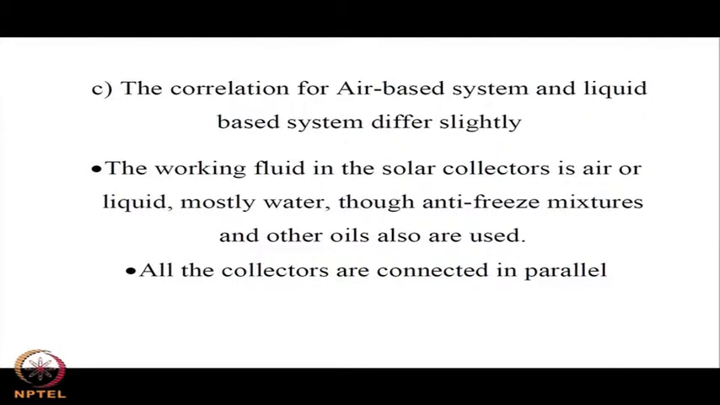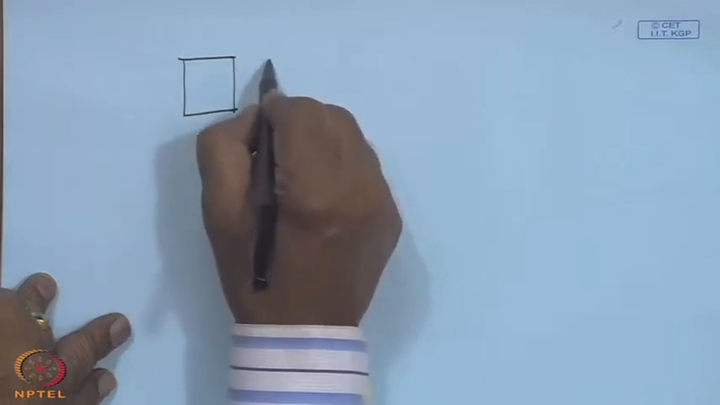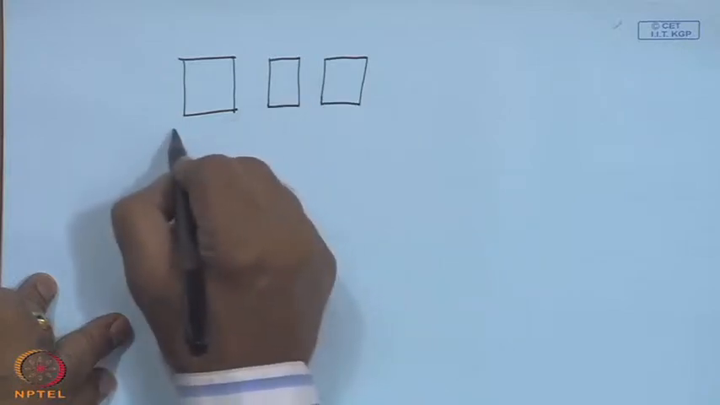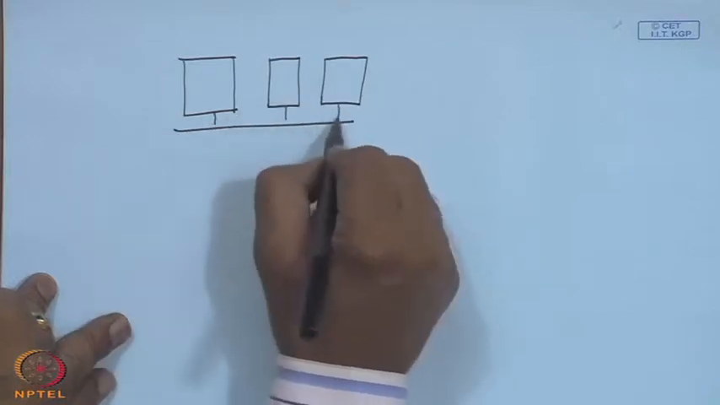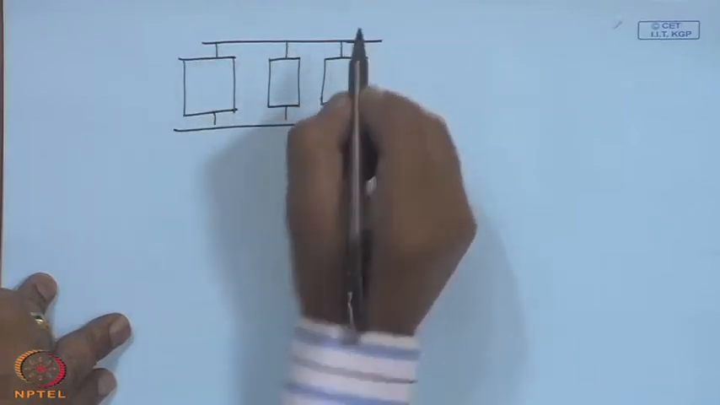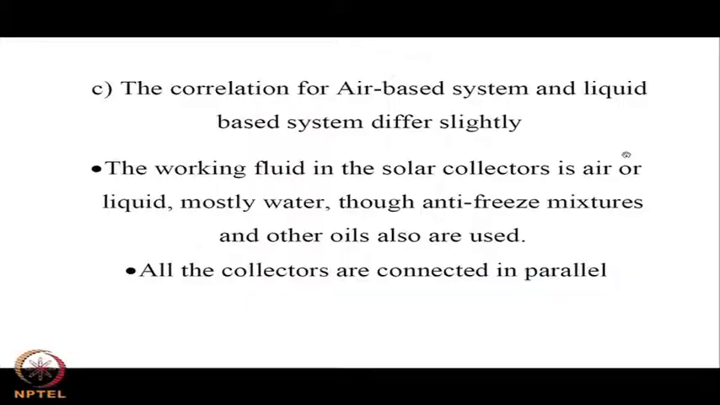And in the F chart and phi bar F chart, they assume all the collectors are connected in parallel, so that each collector receives the same inlet temperature and, if the size and everything is the same, delivers at the same temperature. Consequently, the performance will be a function of the number of collectors, or the area, directly proportional.